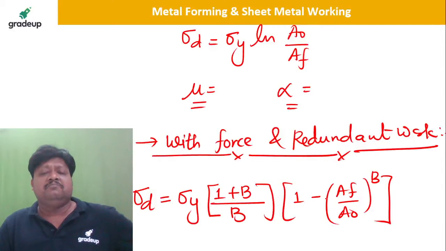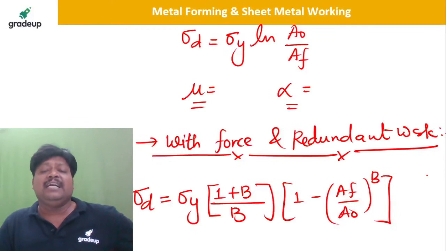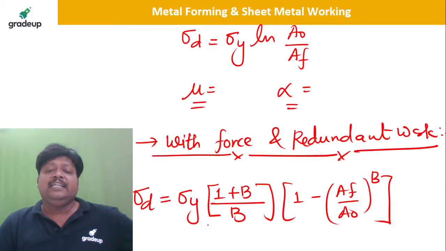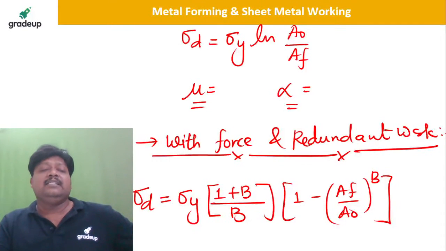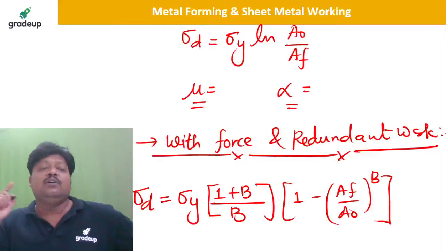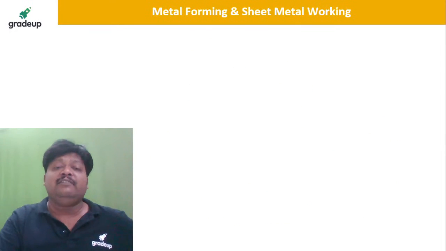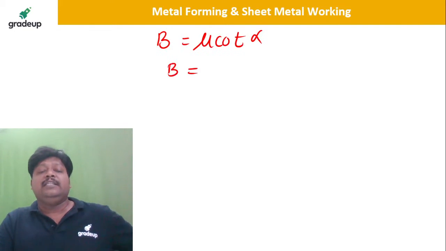Okay, no need to worry. Sometimes they give this formula, otherwise you know very well, you can derive it. There are no back stresses or pulleys there, so I have not written that term here. Directly take sigma d equal to sigma y into (1 plus B) divided by B into bracket 1 minus final cross sectional area divided by initial cross sectional area to the power B. And B is equal to mu cot alpha. So calculate this B first.